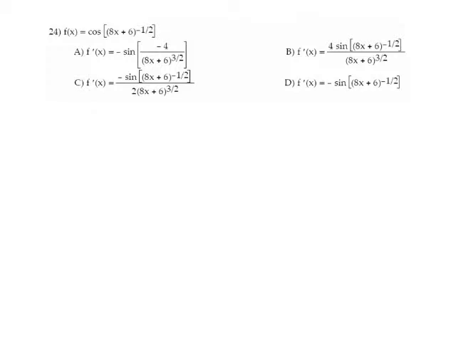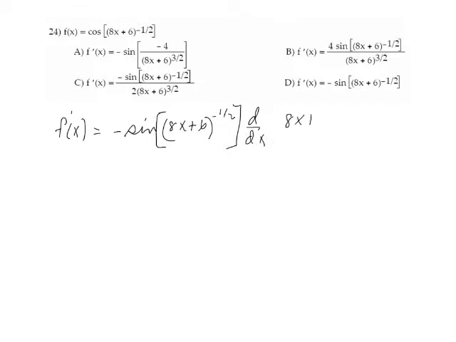Number 24, we want to find the derivative. Here again we have to use a chain rule. First derivative of f is going to be minus sine of 8x plus 6 to the minus 1/2 power times d dx of 8x plus 6 to the minus 1/2 power.